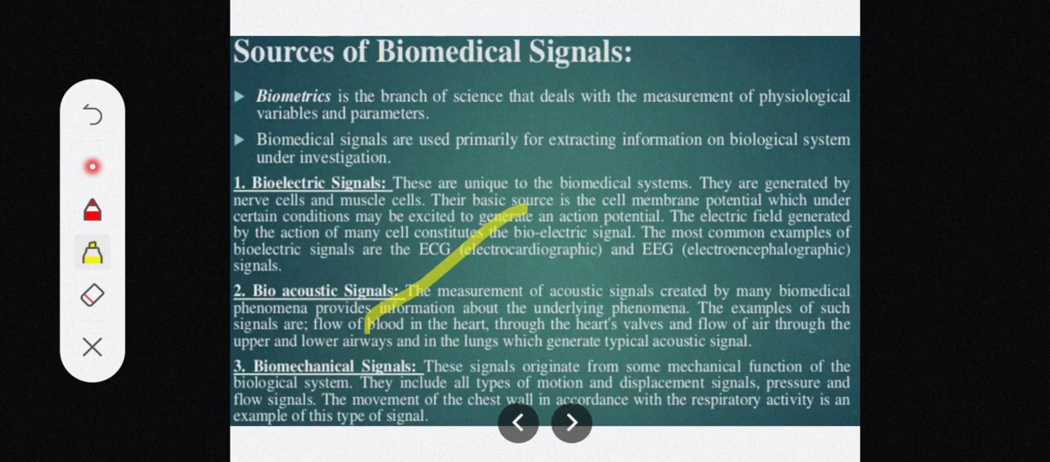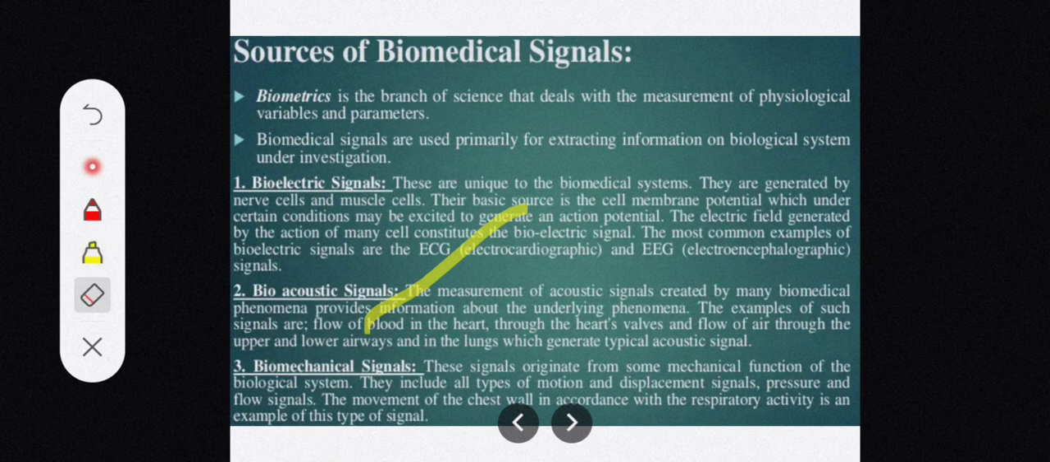Examples are the flow of blood in the heart through valves. There are various valves in the heart, and when blood flows through those valves, an acoustic signal, or you can say a sound, is created. The measurement of that sound will give you the bioacoustic signals. Other examples are the flow of air through the upper and lower airways and in the lungs. They are also responsible for generating typical acoustic signals. So this is what a bioacoustic signal is.